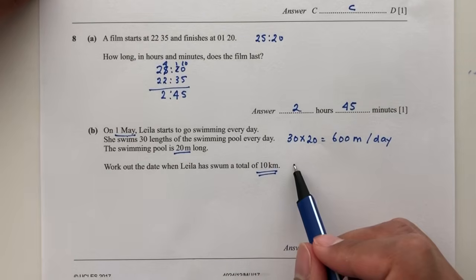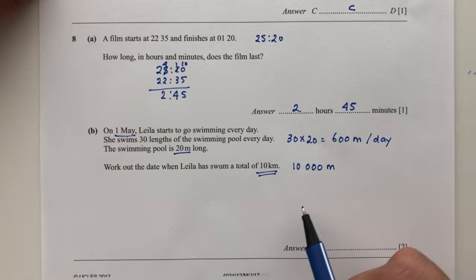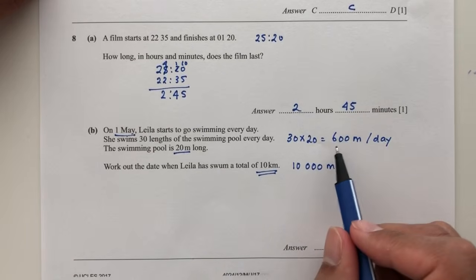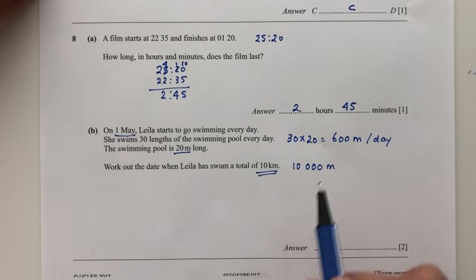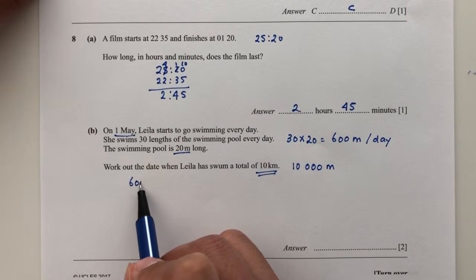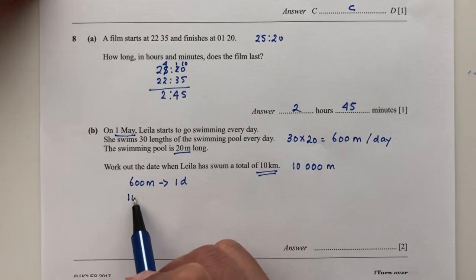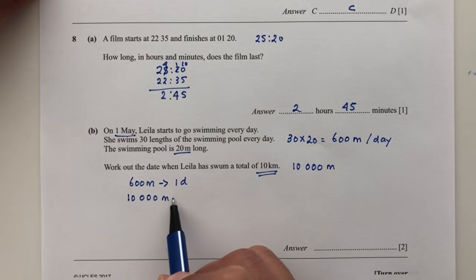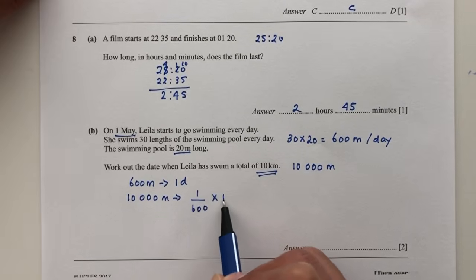So 10 kilometers is 10, and then 1, 2, 3 zeros meters, right? So let's see if one day she swims 600, so how many days she will take to swim this much. So let's do that. So we know that 600 meters is 1 day. So 10,000 will be 1 day divided by 600 times 10,000.